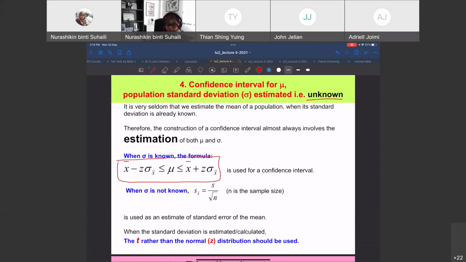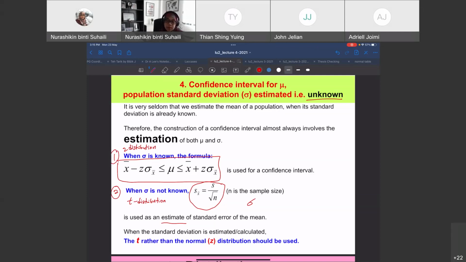There is another situation where we do not know the value of the standard deviation of the population. So in that case, we have to use this formula, where it is not denoted as sigma, because it is just an estimate of the standard error of the mean. In the first situation we use Z, and in the second situation, where we do not know the standard deviation of the population, we use the T distribution. So you have to know what the T distribution is first.